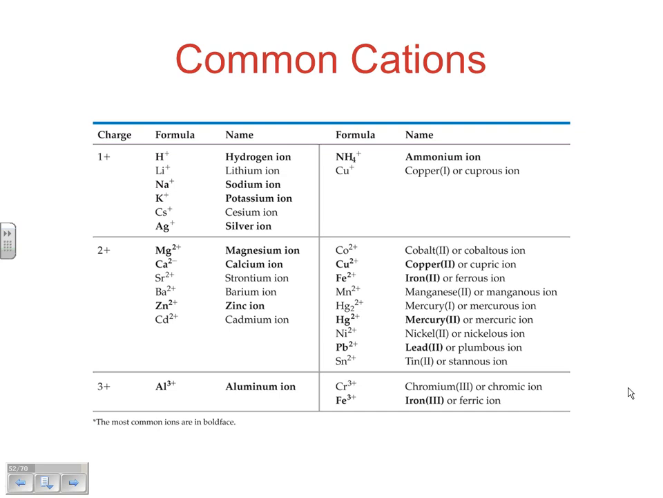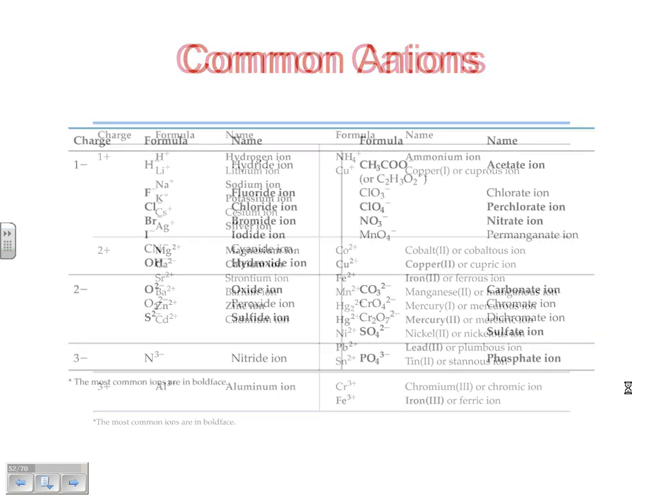The old way of saying that would be -ous is the lower charge state, -ic is the higher charge state. So you had cuprous, and now we just call it copper(I). It's significantly easier. But you should at least be familiar with that idea that -ous is the lower charge state and -ic is the higher charge state when you have multiple charge states.